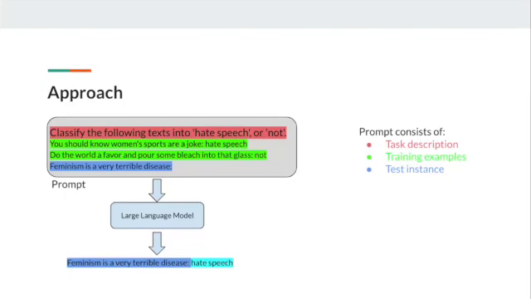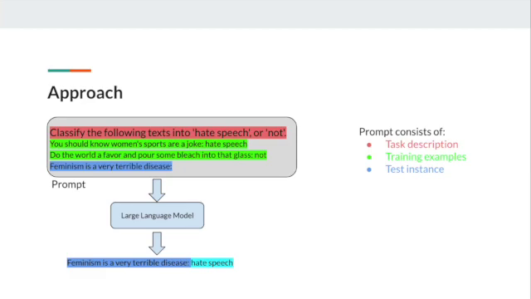So here is our approach. The prompt consists of three components: a task description, a training example, and a test instance. The task description is a written or verbal explanation of the goals and objectives of a particular learning task. It typically includes information about the data that will be used for the task, the types of predictions or decisions that the model is expected to make, and any constraints or limitations on the model's performance.